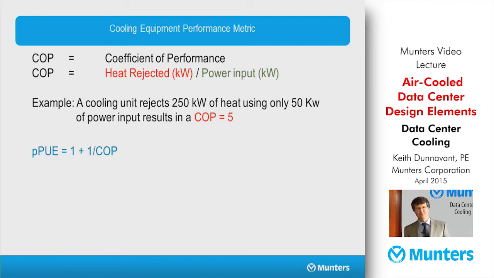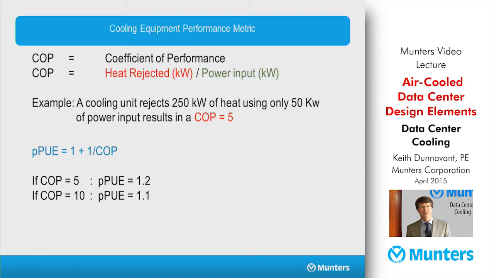Today in data centers, there's another metric referred to as the power utilization effectiveness, or PUE. In this case, we're going to be looking at the partial PUE, or mechanical PUE, which only accounts for the power consumed by the servers and the power of the cooling equipment. For partial PUE, you can calculate that from the coefficient of performance, and it's equal to 1 plus 1 divided by the COP. So if your COP is equal to 5, you have a partial PUE of 1.2. If your COP is 10, you have a partial PUE of 1.1.